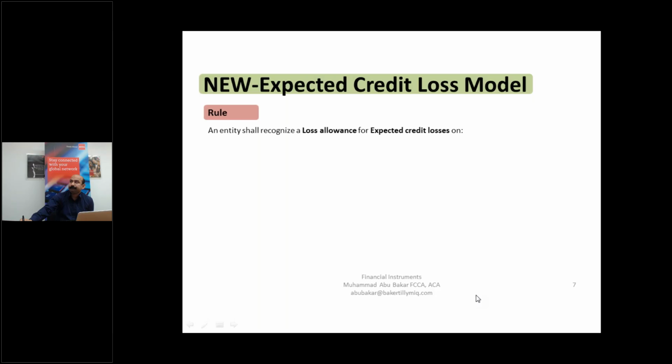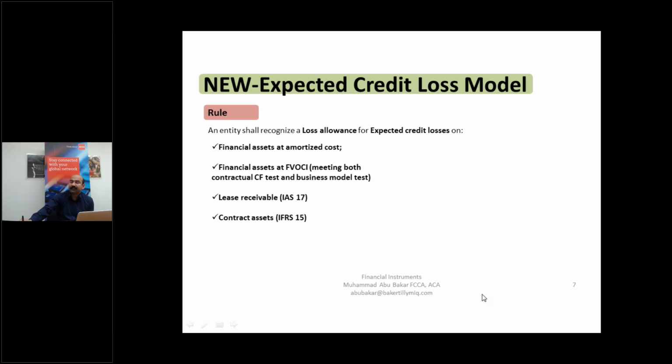What is the rule under the new model? The rule is an entity shall recognize a loss allowance for expected credit losses on financial assets at amortized cost, financial assets at fair value through other comprehensive income, meeting both the contractual cash flow test and the business model test, lease receivables, contract assets, and the examples for this are debt securities, receivables, loans, loan commitments, and financial guarantees.